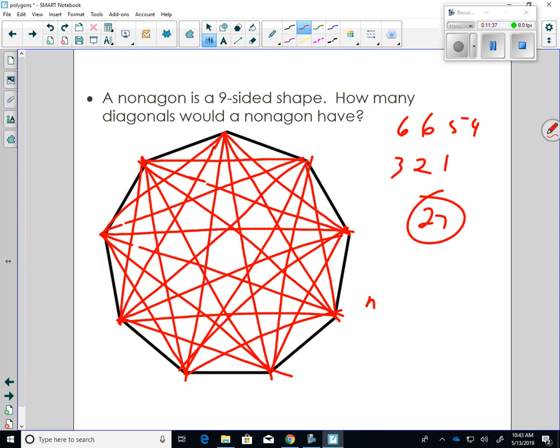Let's use the rule. The rule was n times n minus 3 divided by 2. So let's try it this way.